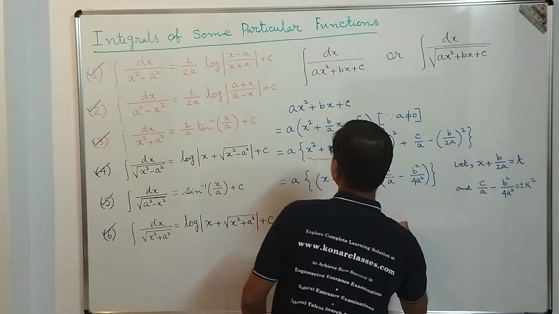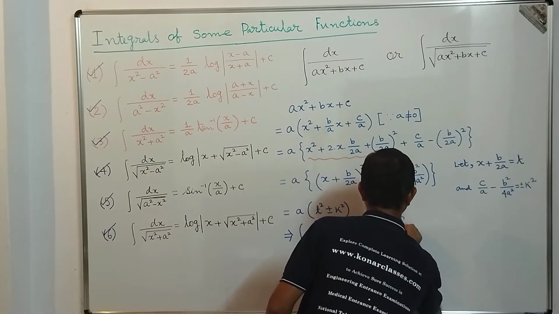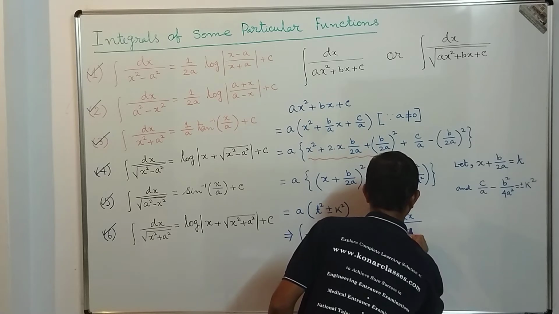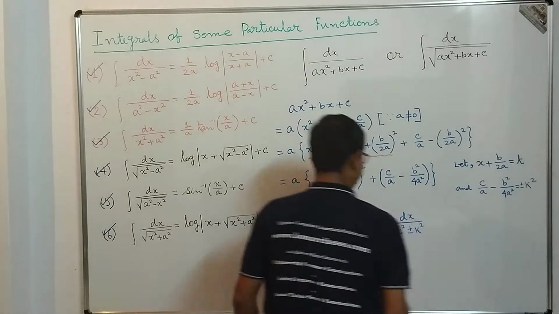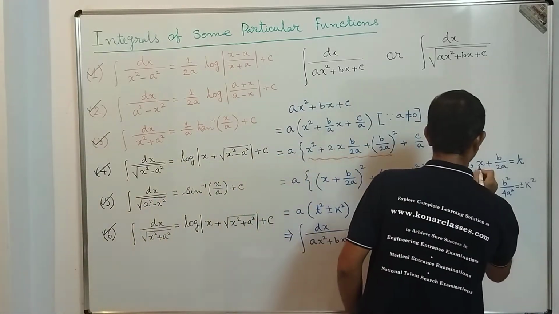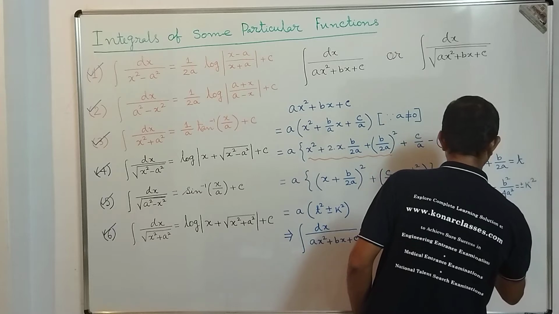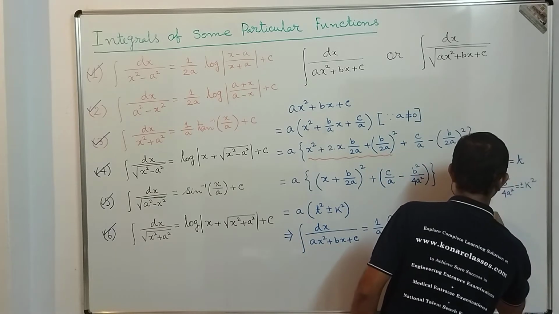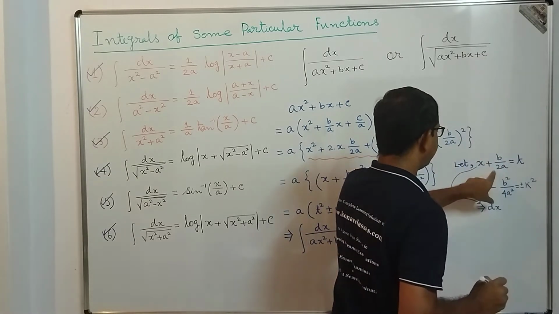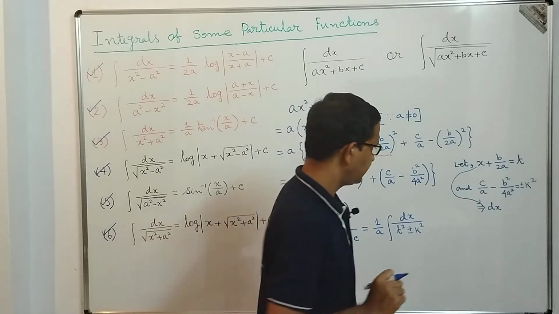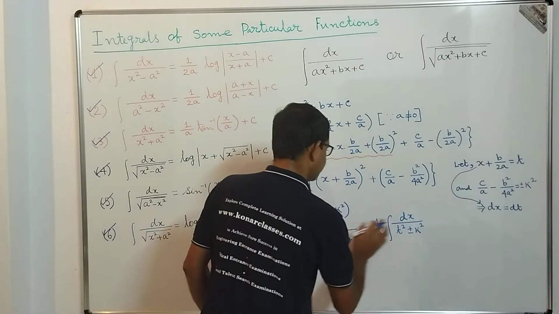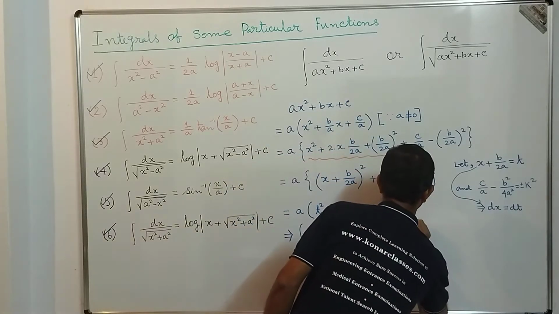Then integration dx by t square plus minus k square. Correct? Sorry, here instead of dx, so now as we see here that t is equal to x plus b by 2a. So if we differentiate, what we get? So d of x, so dx we can write, plus differentiation of b by 2a should be 0, is equal to dt. Correct, no? So instead of dx we can write dt, so dx equals dt.